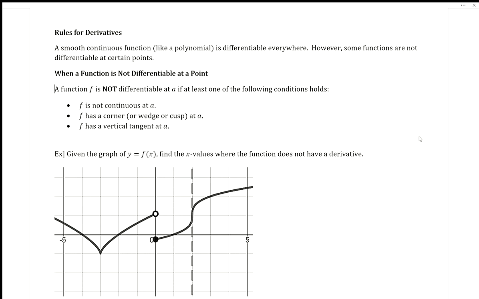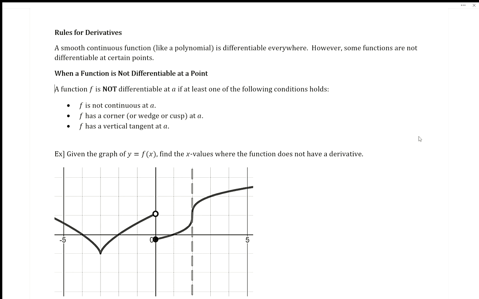Hello everyone, and welcome to our video on the rules for derivatives, or at least the rules for now. There's lots of rules, but here we're looking at some with graphing. So when graphing, or if we're looking at a graph and we want to know if there's a derivative there, it depends on three different things.